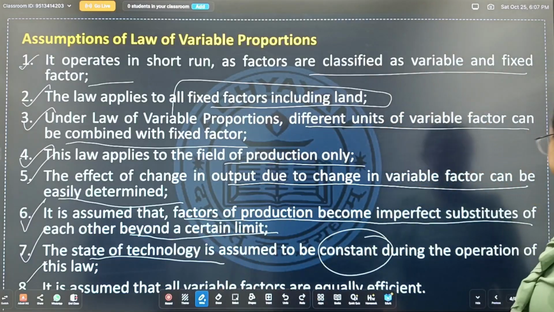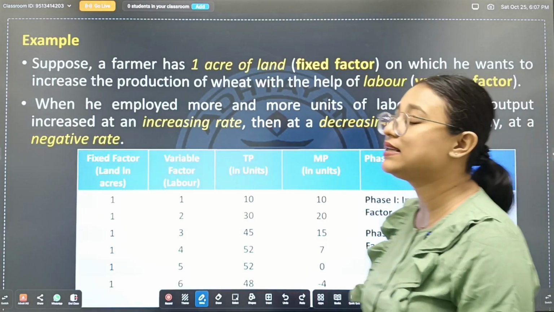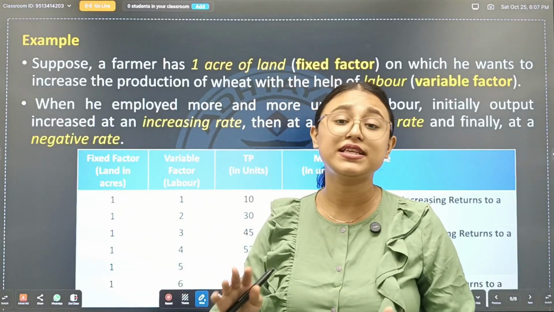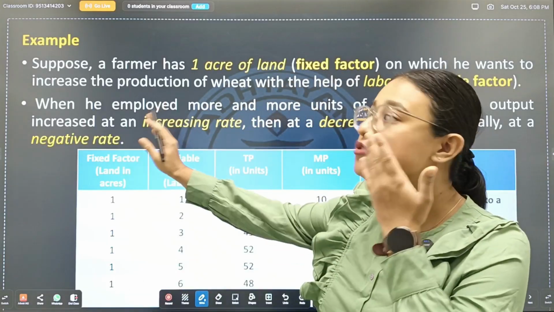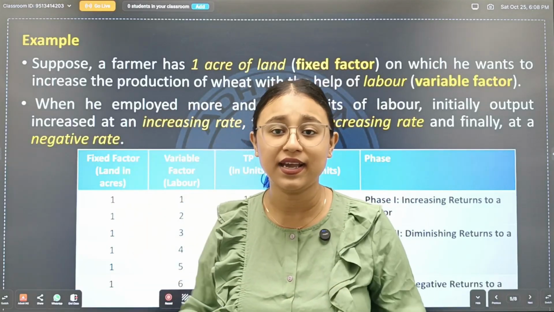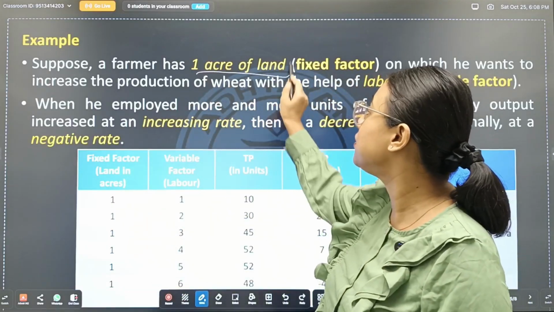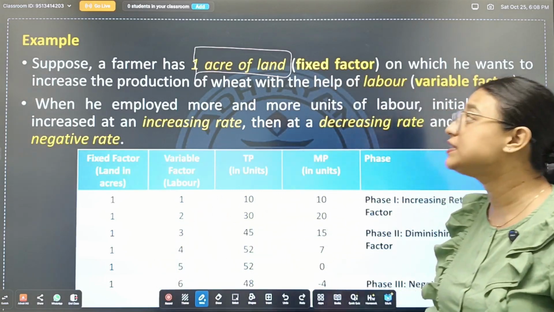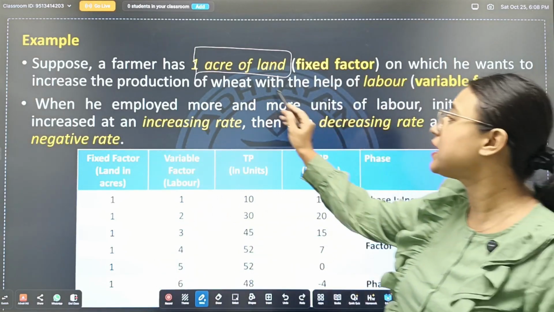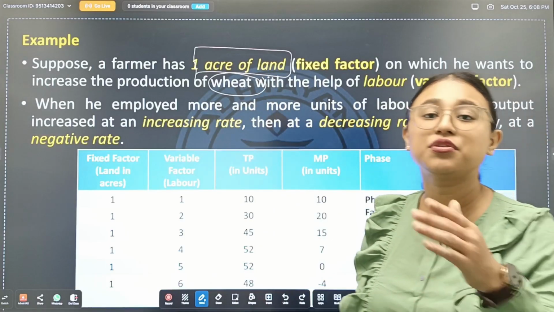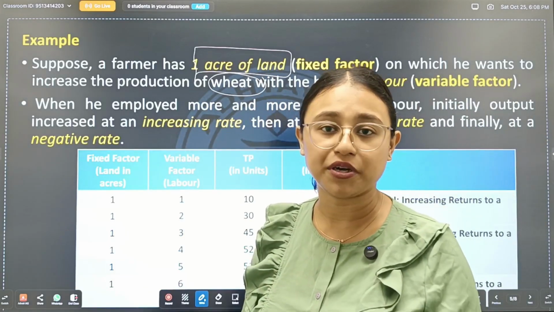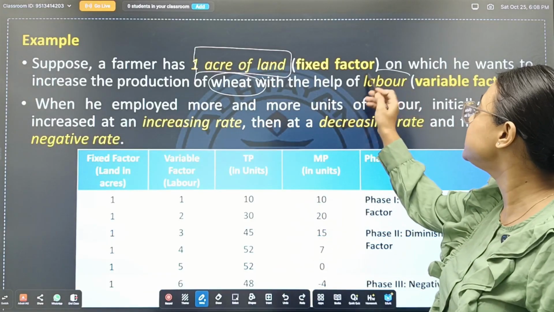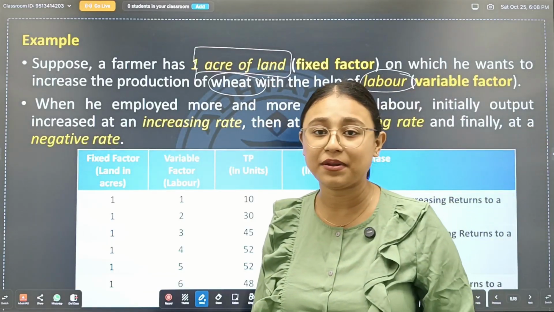Okay. Given these assumptions, we can understand the law of variable proportion with the help of a diagram and also with the help of a schedule. Let us assume that suppose there is a farmer, and the farmer has 1 acre of land, and this 1 acre of land is his fixed factor. With it he produces wheat. So using 1 acre of land, a farmer produces wheat. He also employs a certain variable factor, which is labor. Labor is the variable factor.